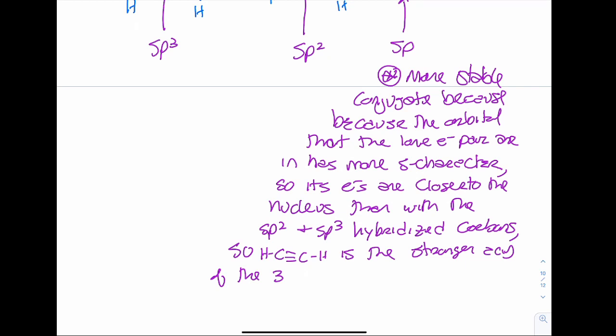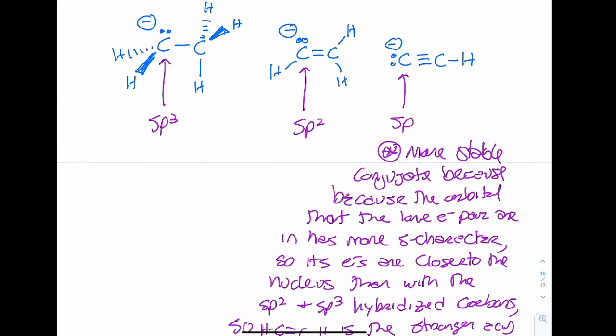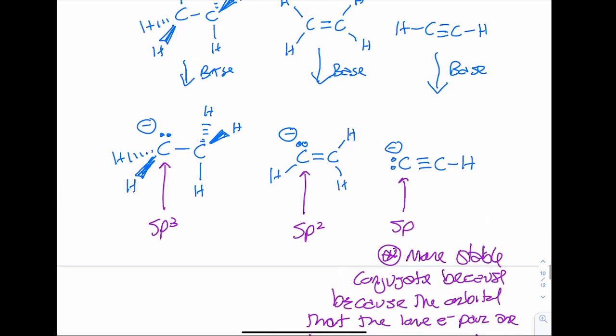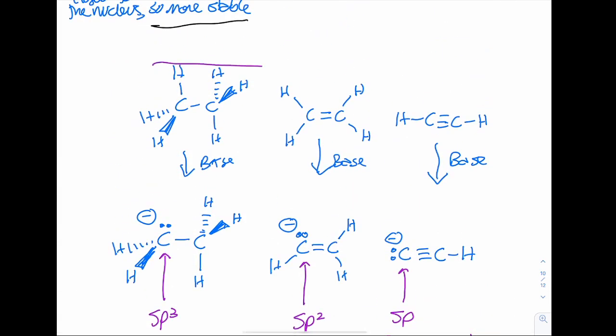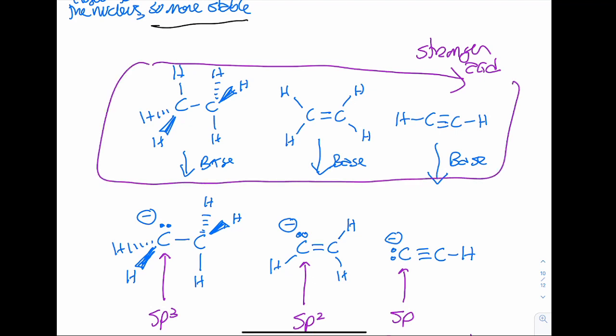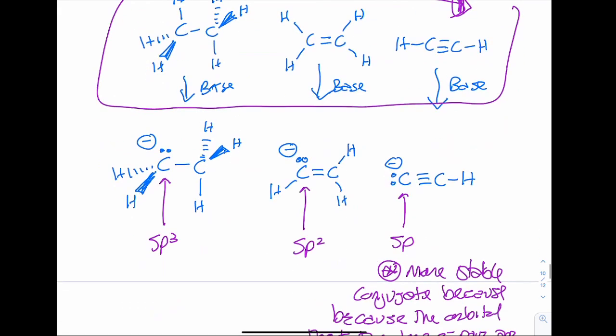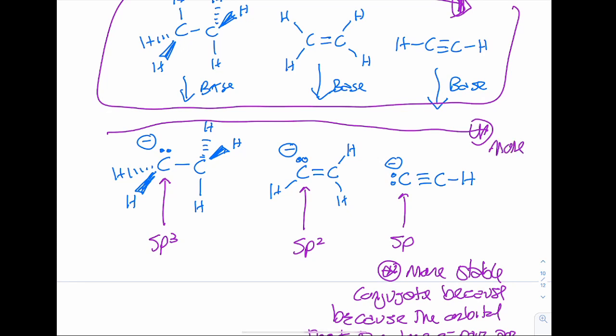So electrons in an sp orbital are going to be more stable than electrons in an sp2 hybridized orbital, which are more stable than electrons in an sp3 hybridized orbital, making, if I go back up to my acids here, my stronger acids these ones here, because these conjugate bases are more stable. I just want to make sure when you're explaining, you differentiate between your conjugate base and your acid.